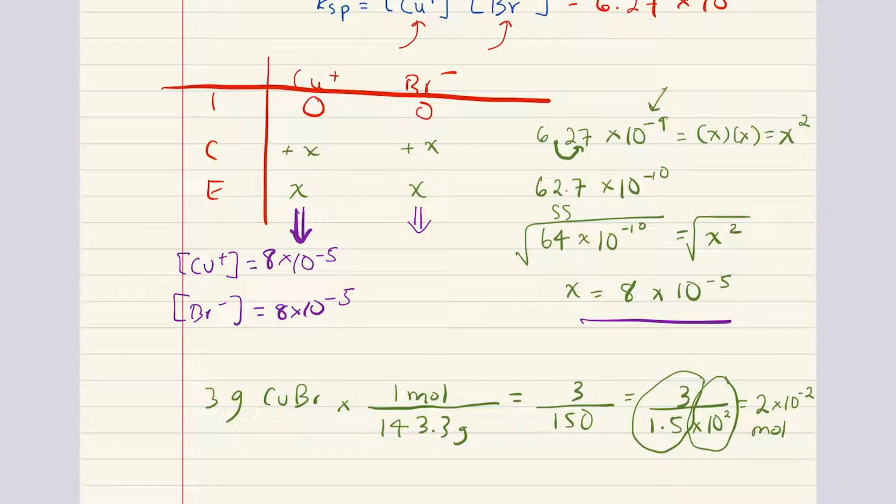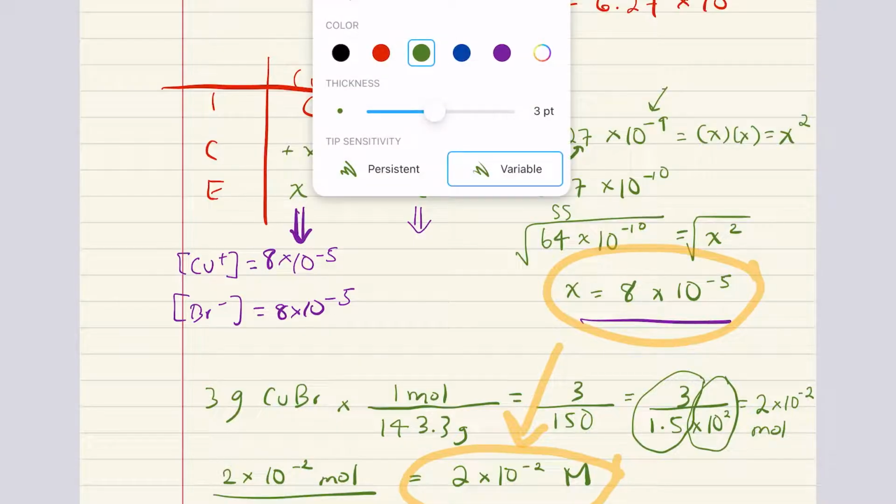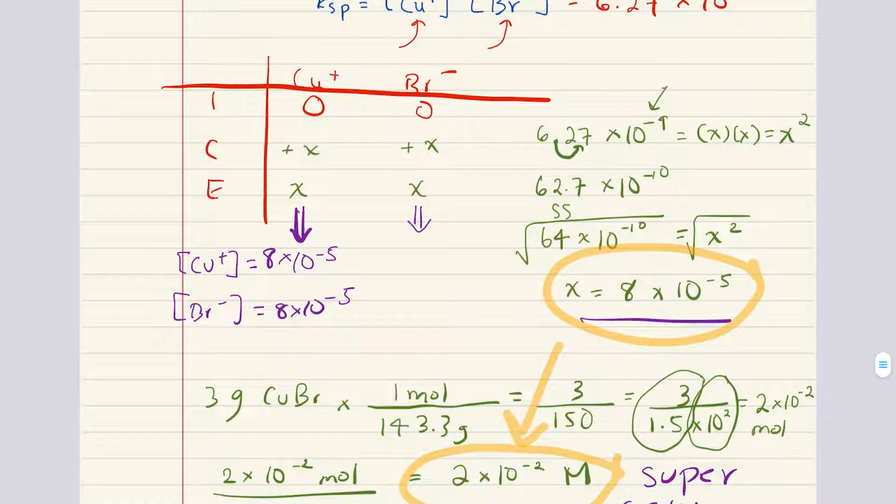Now we could take that and divide it by our volume, which is 1 liter, to get our molarity of 2 times 10 to the minus 2. Now we can compare this value to this value, and what we notice is the molarity of our solution is greater than the molar solubility of copper 1 bromide. And that means that this solution is supersaturated. And that's how we answer this problem.